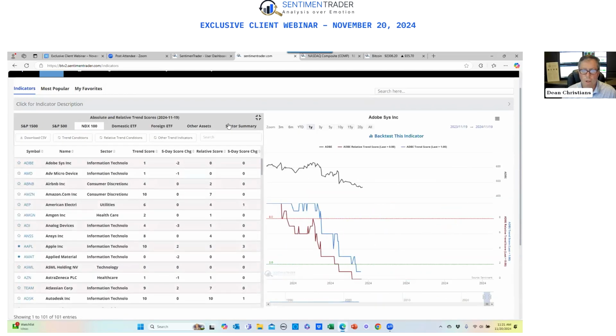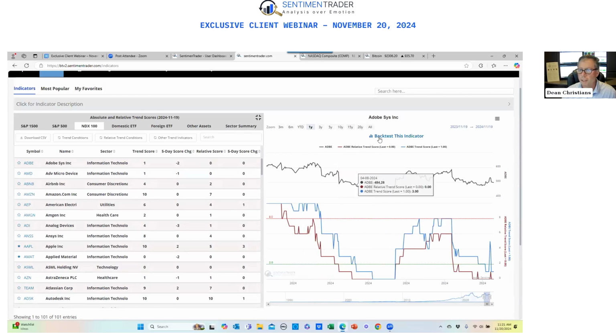Okay, so a couple more points I want to make. One, backtest this indicator. This is a link here that will take you to the backtest engine.